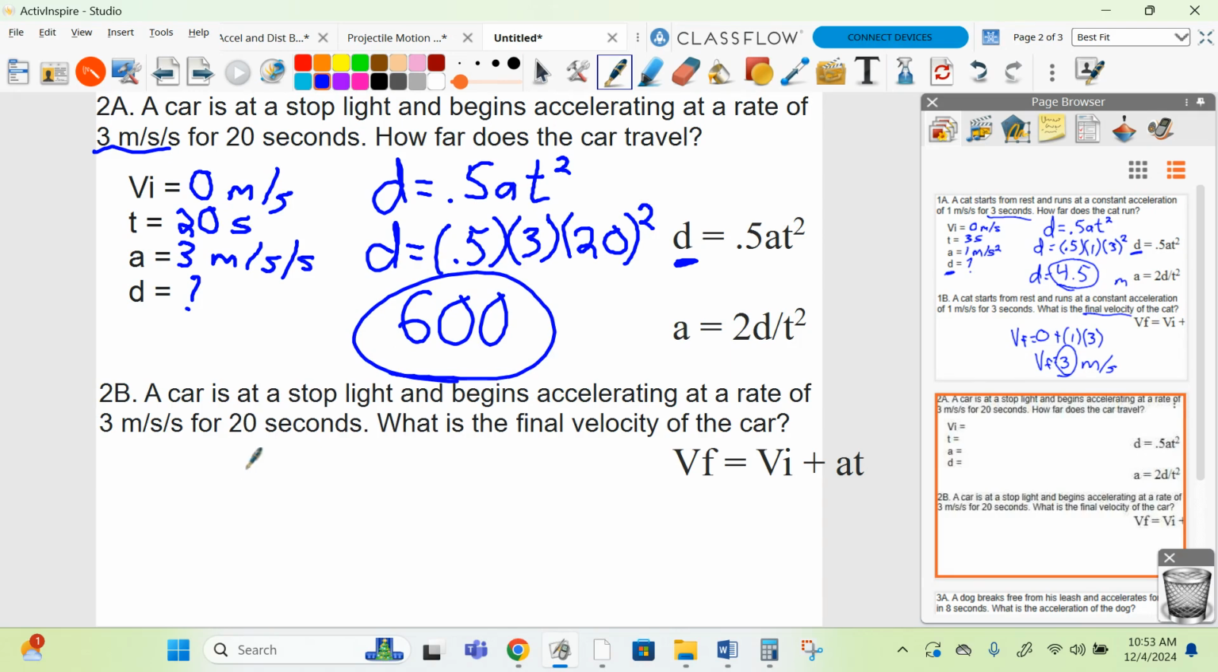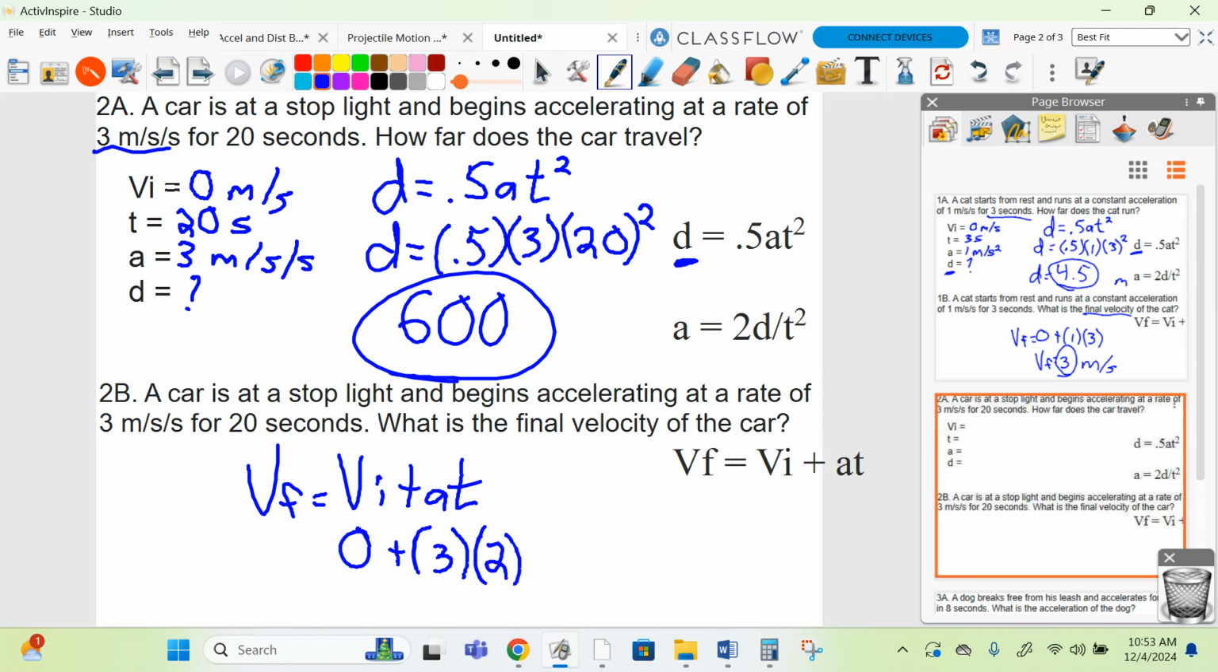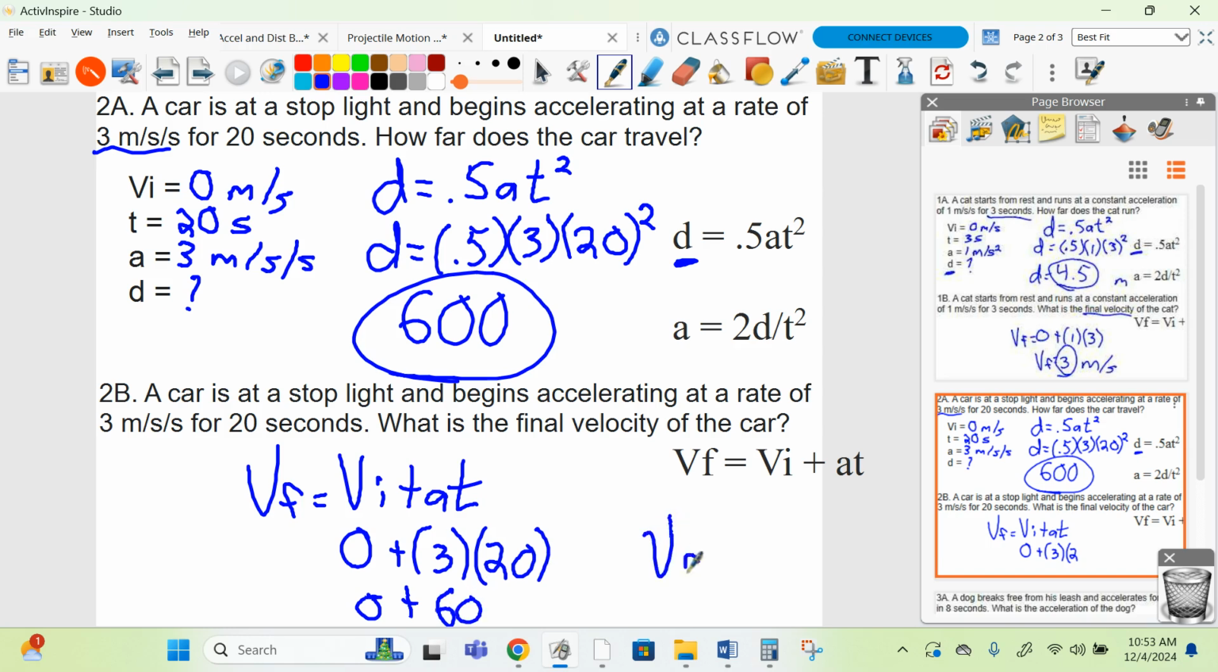If I want to find the final velocity, it is VI plus AT. Initial velocity is from up here. It is 0. The acceleration is 3, and the time is 20. So 0 plus 60, VF is 60 meters per second. And the 60 is what I want to put in the form. I don't want to put anything else.